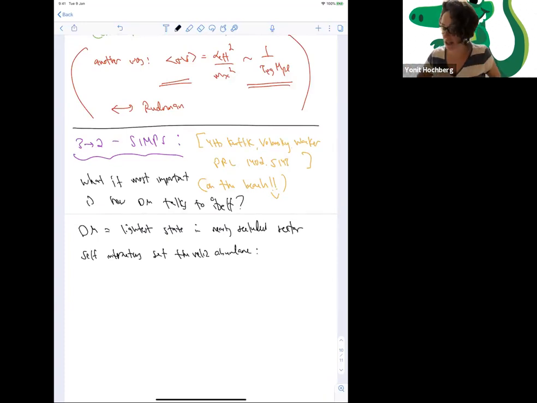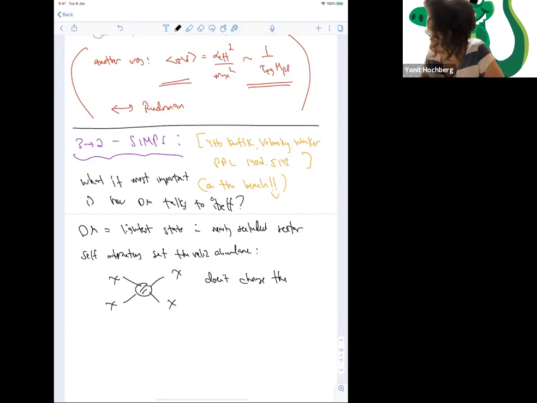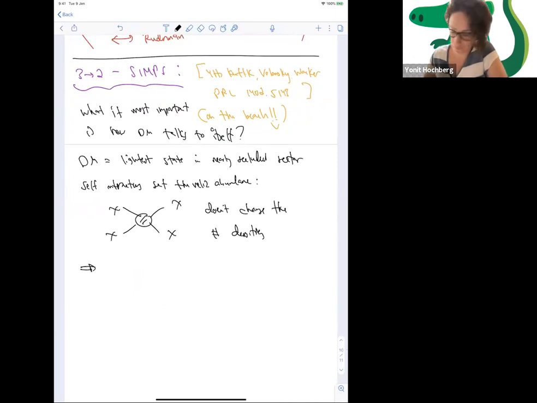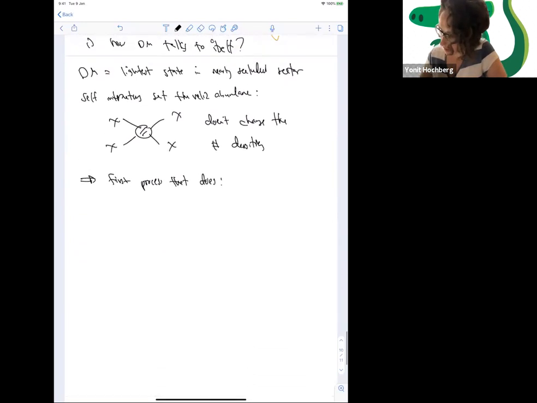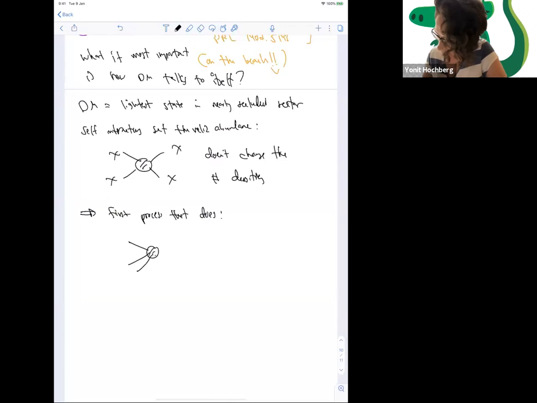Okay, and so the first thing you might think of doing would be to stay with 2 to 2, chi chi goes to chi chi, except this doesn't change the number of particles. This is just scattering the particles amongst themselves. It doesn't change the number densities. So the first process that does change the number density in the early universe are these 3 to 2 processes. Here's 3 dark matter coming in and 2 dark matter shooting out.